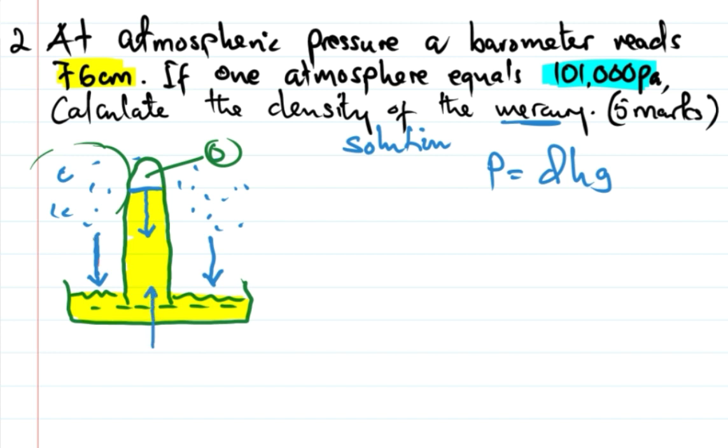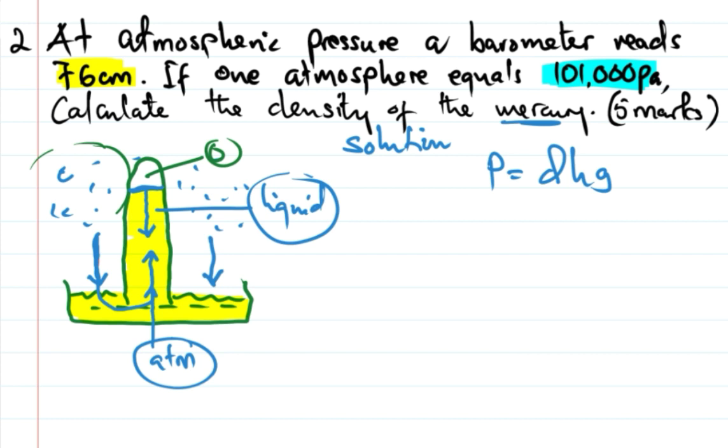At the same time, this column of mercury exerts pressure of its own downwards. So we have the liquid pressure inside and the atmospheric pressure. The pressure at the same level inside here will be equal, since the areas are equal. So at this point the liquid pressure is the same as the atmospheric pressure, and the liquid pressure is this one, rho g h.